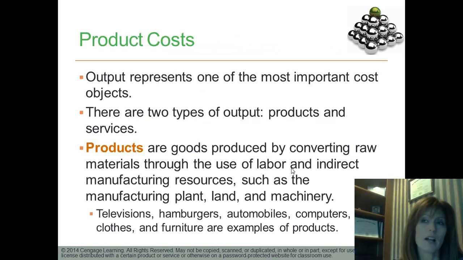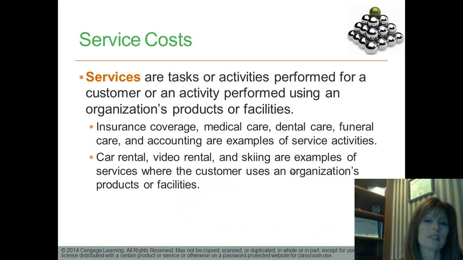We have product costs. If we're making a product, that's obviously what we're most worried about in terms of the cost. We worry about what those costs are that go into products. A product is something where we take raw materials, do something to it, and turn out a product. Some examples: TVs, hamburgers, automobiles, those are all products. Services are things that we do in order to provide a benefit to the customer, but we don't have a thing necessarily that we're producing. So insurance, medical care, car rental, all that kind of stuff are services.